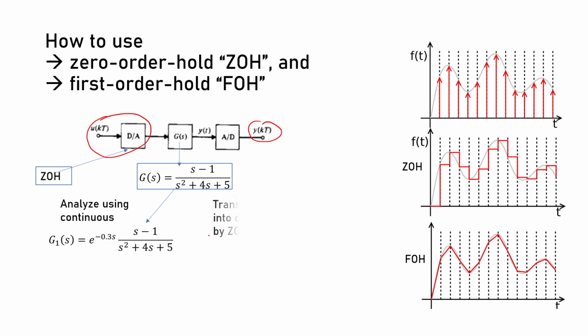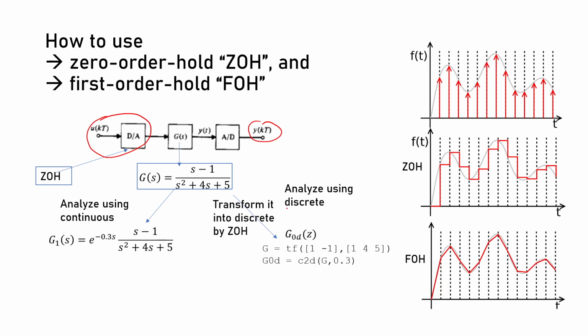Here is how you can analyze using a discrete time transfer function. You can transform it into discrete using the zero order hold method. And this is the code that you can use to transform from continuous to discrete.